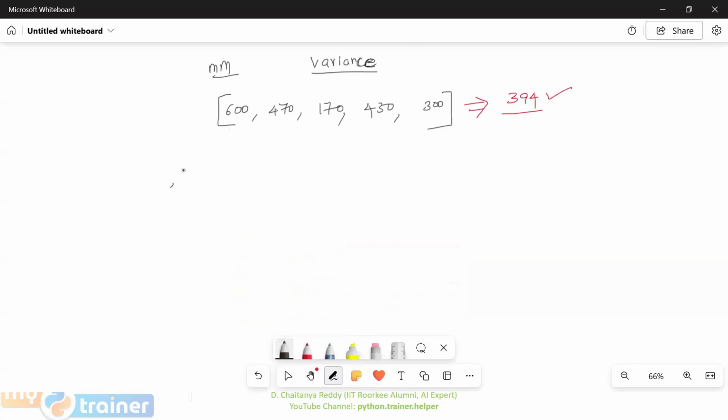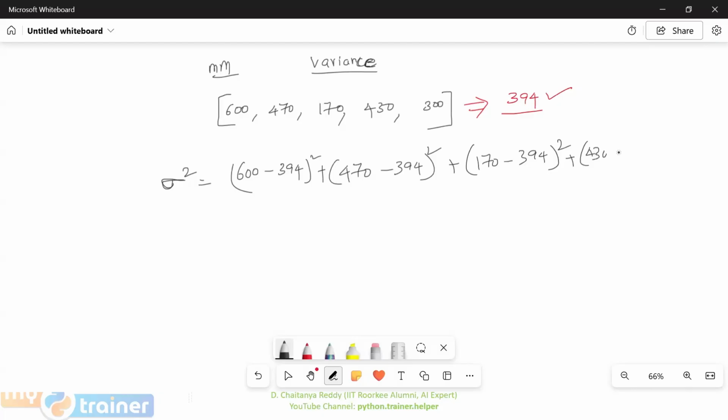But variance is calculated something like this. This is my variance symbol in mathematics. The first dog difference: 600 minus 394 square, plus 470 minus 394 square, plus 170 minus 394 square, plus 430 minus 394 square, plus 300 minus 394 square, divided by how many dogs? The number of dogs is 5. So this is my value 5. So this is nothing but simply something like this.